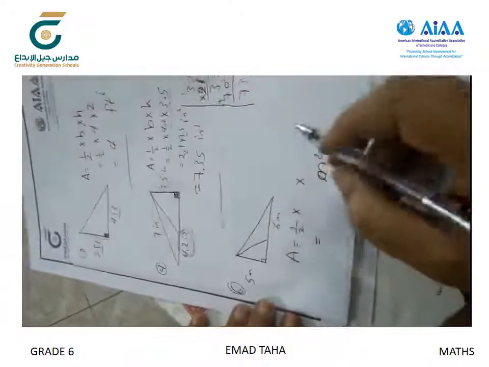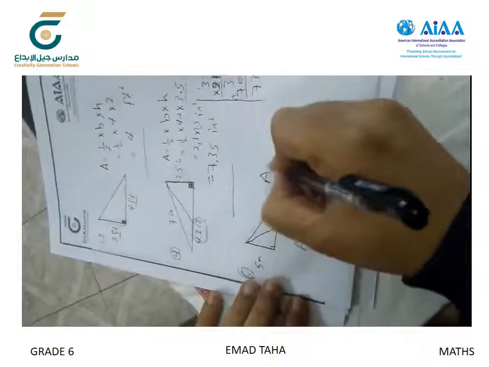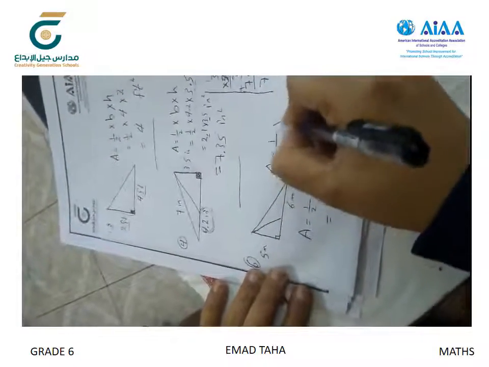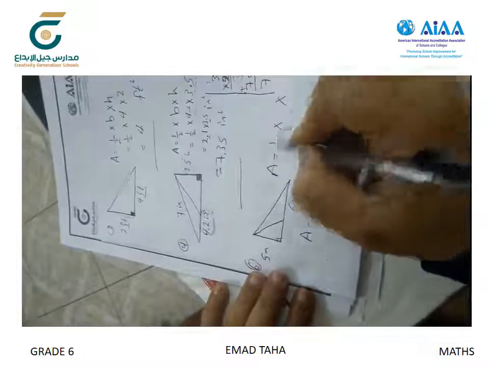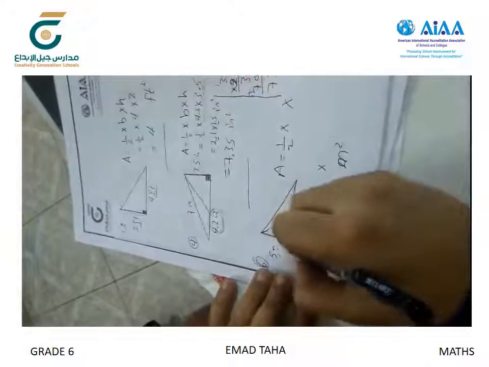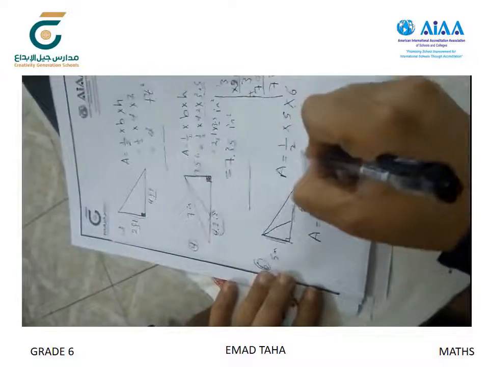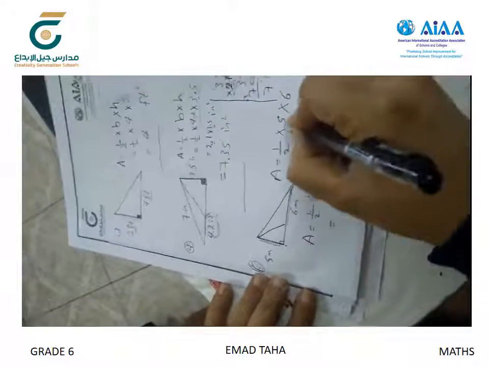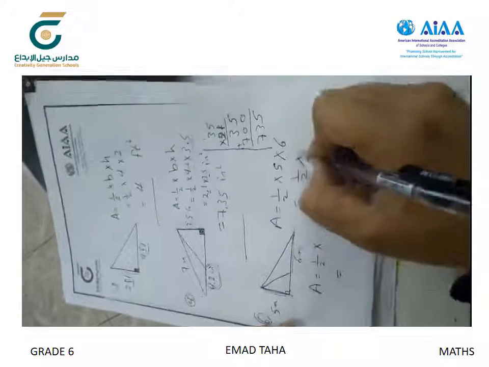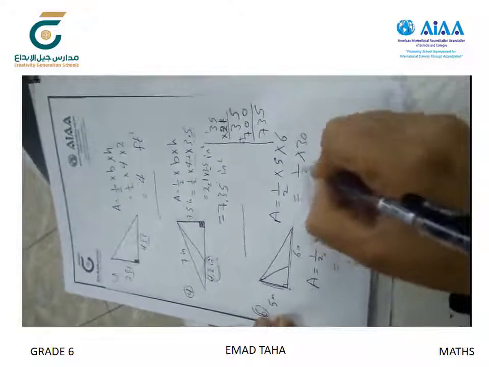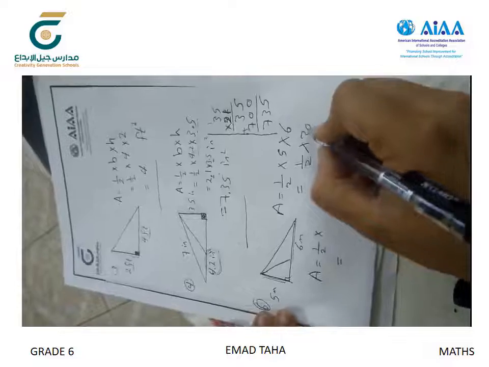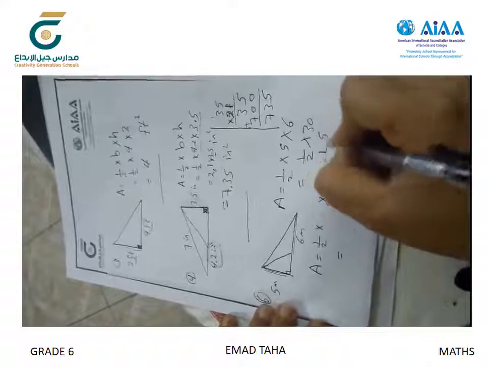The last one, the area of a triangle equals half times base times height. Where is the base and where is the height? Height equals 5 and the base equals 6. Half multiplied by 5 times 6 equals, yes, 30. Half of 30, when we divide 30 by 2, equals 15.